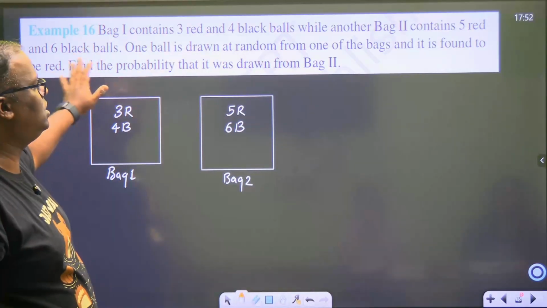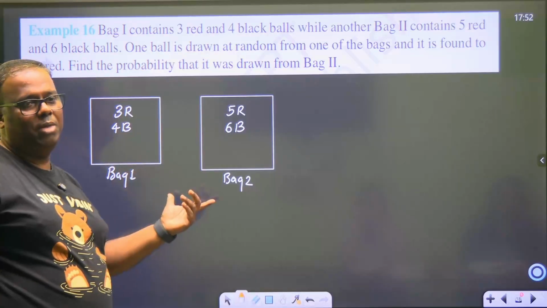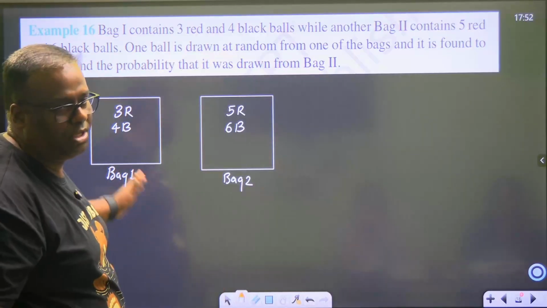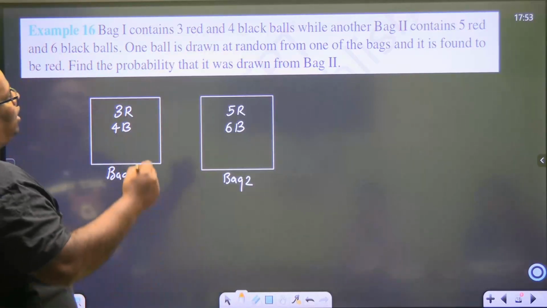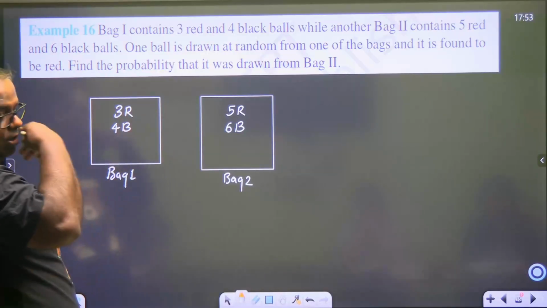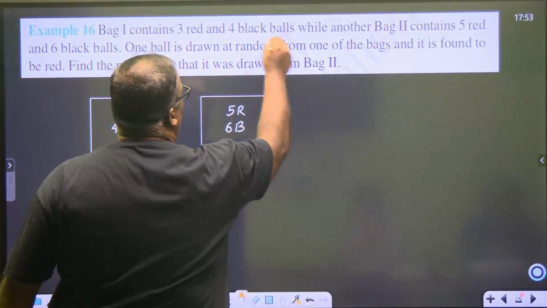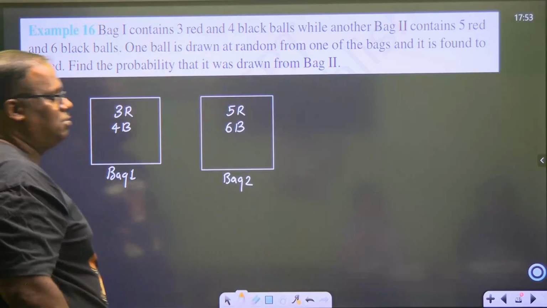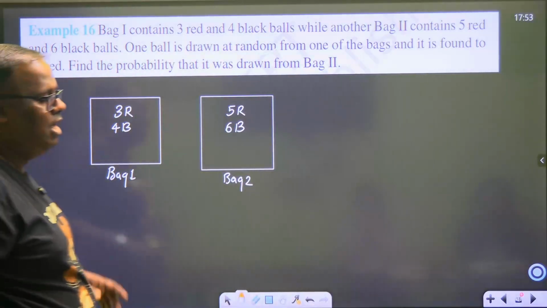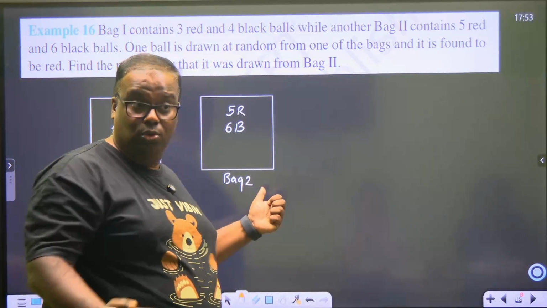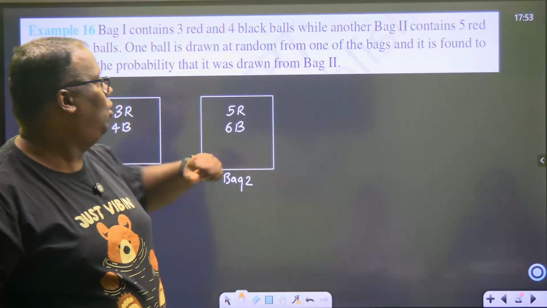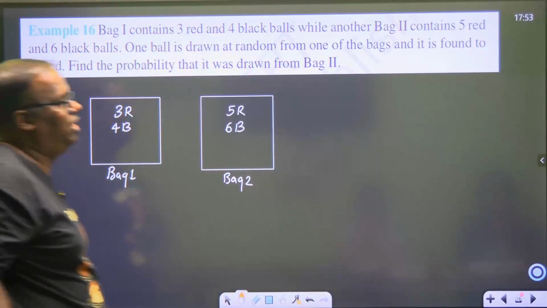In such questions, it is understood that both the bags have equal chances of being picked. So one ball is drawn at random from one of the bags. This word random is very important. One of the bags means, say Neha went inside and at random she picked up a bag. We don't know which, and she picked out one ball, and that ball was found to be red.